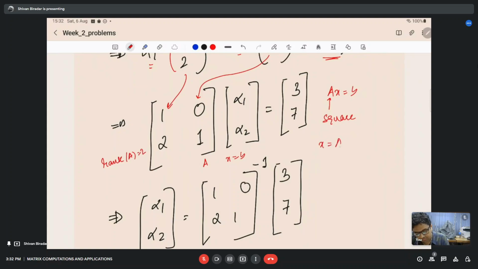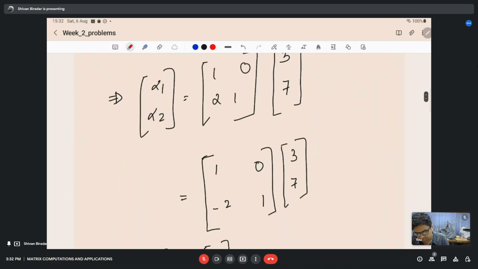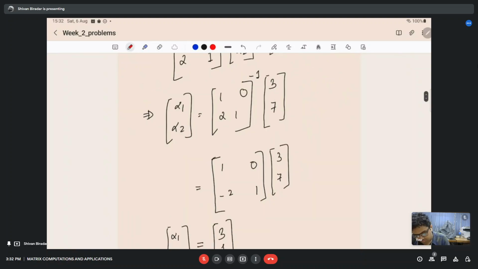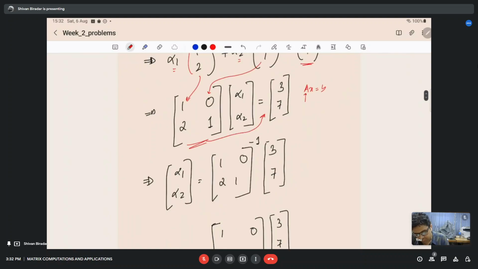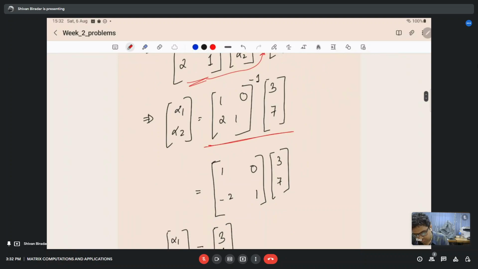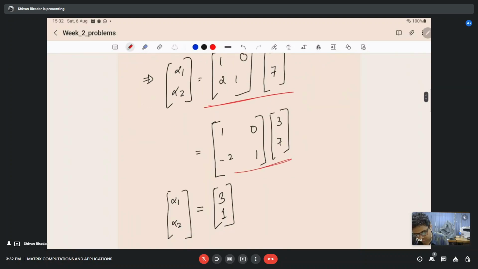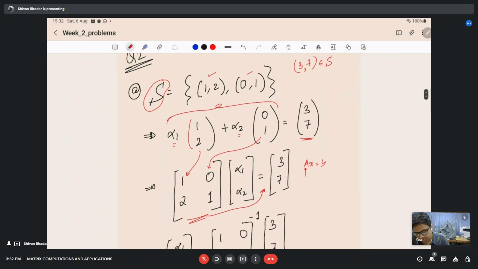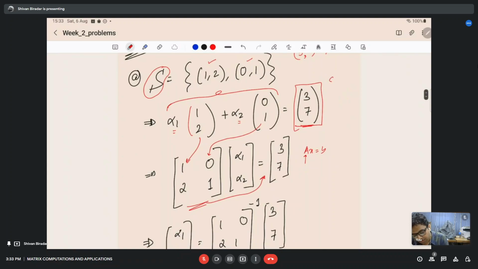So I can write it like this. I'll send this A on this side, so I'll get this, where the A inverse would be this. If alpha 1 equals 3 and alpha 2 equals 1, then I'll get this vector. Which means that the span of these two vectors contains 3, 7.